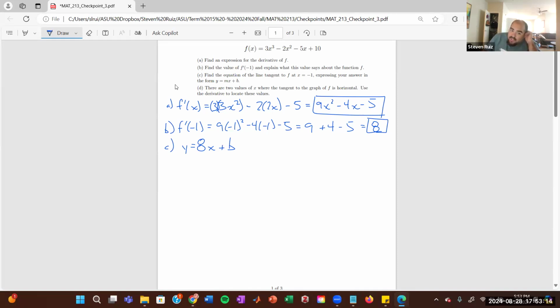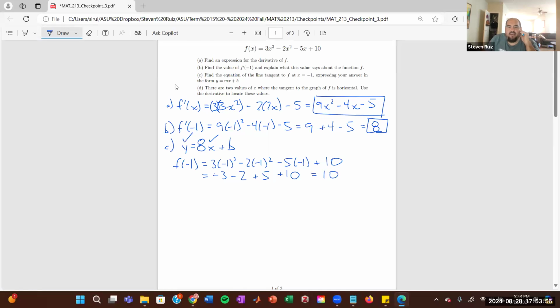So now how do I get the rest of the information? So I know what x is. I want to find the equation of this tangent line at x equals negative 1. So I have that x value. How do I find the y value? Well, the y value is going to come directly from not f prime, but f. So f of negative 1 will be equal to 3 times negative 1 cubed minus 2 times negative 1 squared minus 5 times negative 1 plus 10. So this is equal to negative 3 minus 2 plus 5 plus 10. This all comes out to be 10.